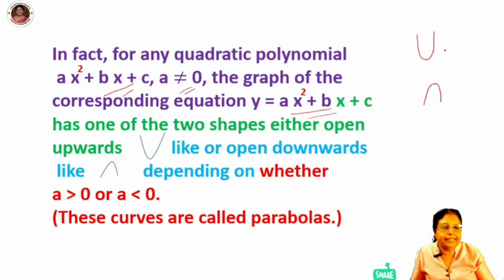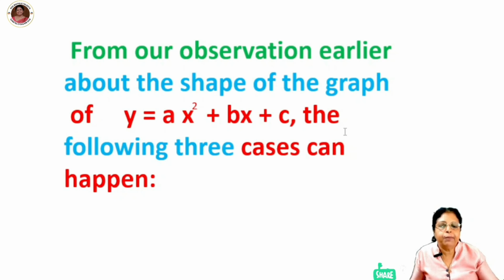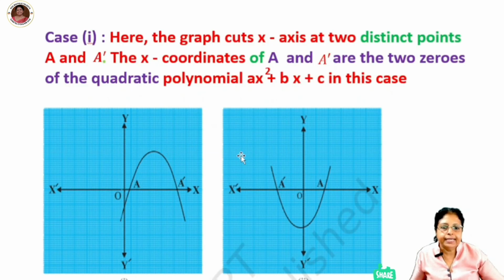If a is greater than 0, then this is the shape. If a is less than 0, this is the shape. These curves are called parabolas. So we are getting parabolas as graph of this quadratic polynomial. So from our observation about the shape of the graph y equal to ax square plus bx plus c, the following 3 cases can happen. What are they? See the first case, case 1.